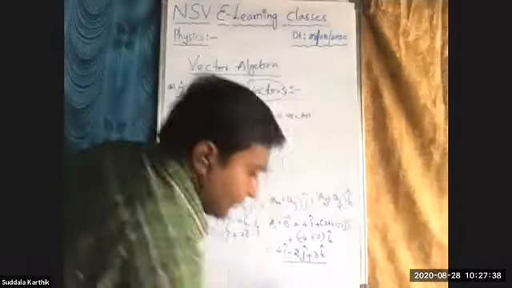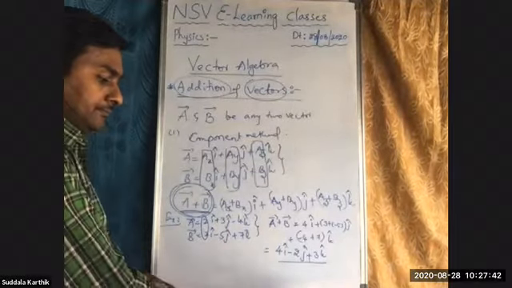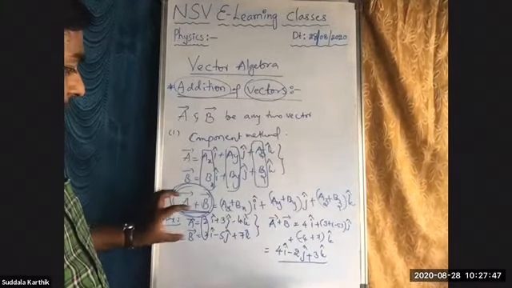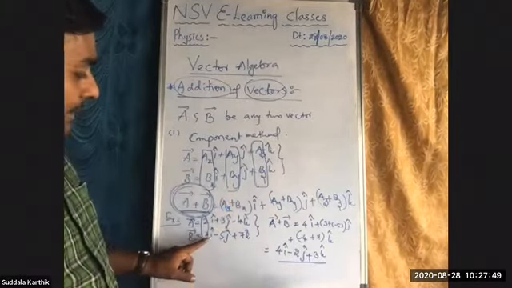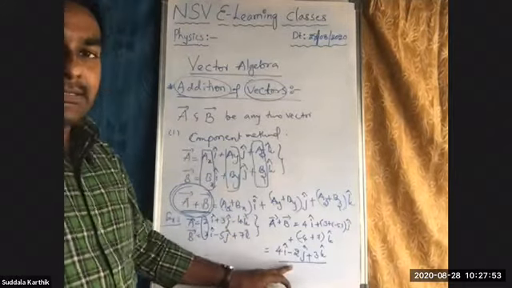Right, Nana? So I want to add those things only. Now see here, I have given one example also: 2i cap plus 3j cap minus 4k cap, and 2i cap minus 5j cap plus 7k cap. The addition of these two vectors you get like this.